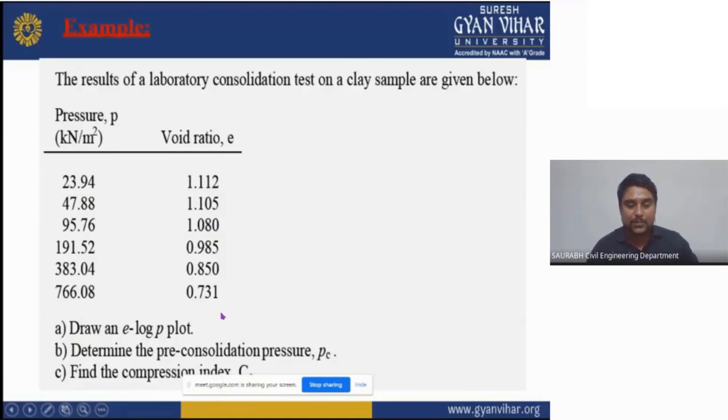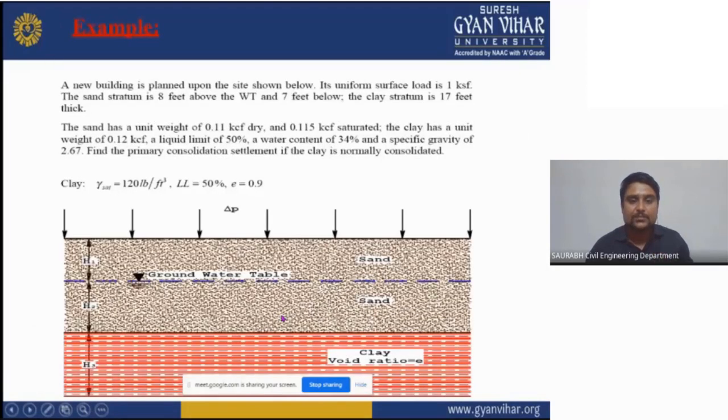And we can also draw an e-log P plot diagram using this data. Here we have to determine the pre-consolidation pressure, and we also have to find the compression index CC. So these are examples related to consolidation and compaction. As you can see here, that is your sand, that is your groundwater table which is given here. It is shown by H1 and H2, and this is your clay, whose void ratio is equal to 0.